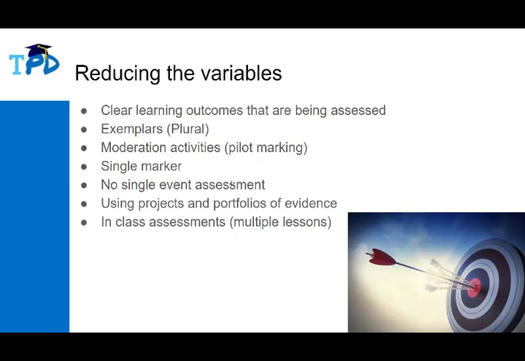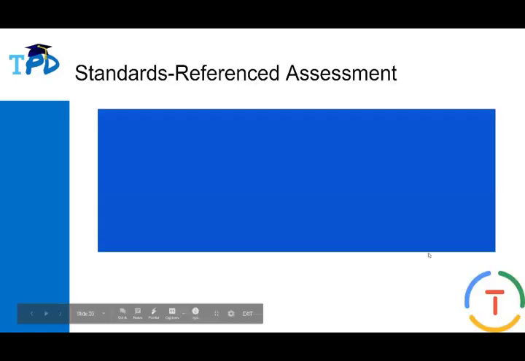Using moderation activities, single markers, no single event assessments. I harp on about that quite a lot. I tend to prefer the projects and portfolios type approach, because that enables students to showcase things across time and gives them choices within that, whereas one-off single events that are time specific can be a little less valid and reliable. So that's ways to reduce your variables.